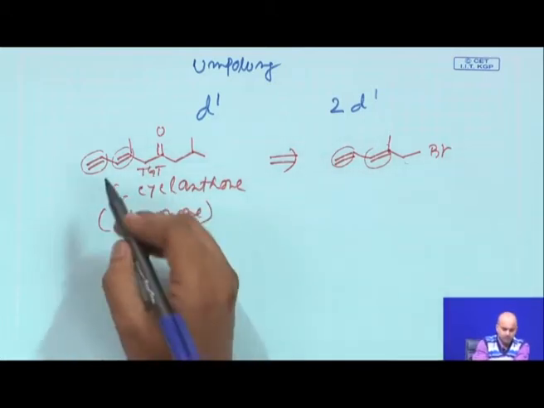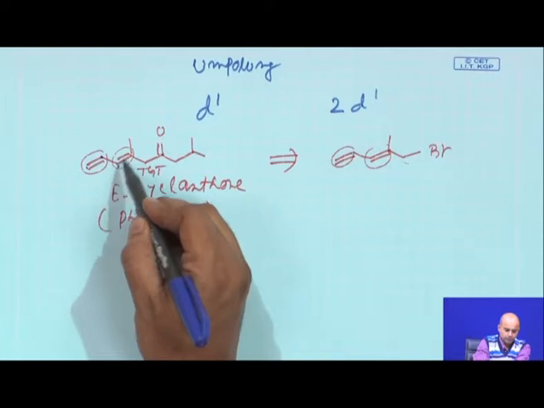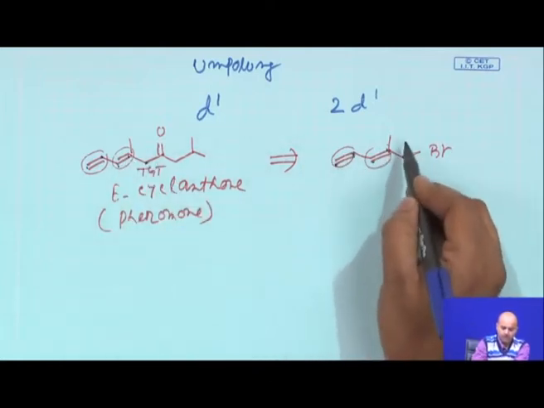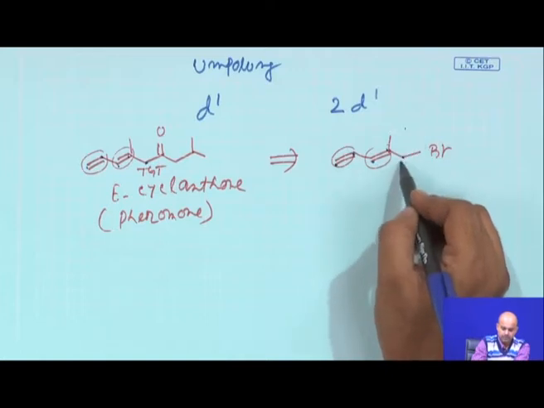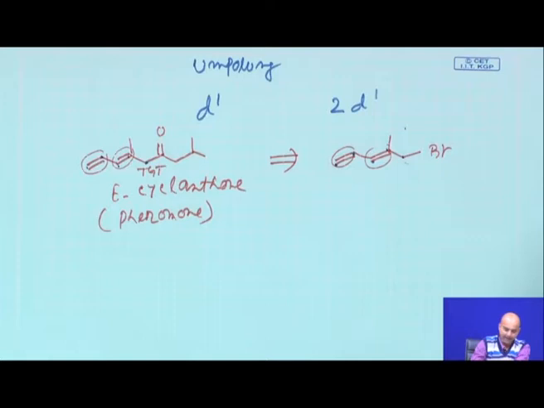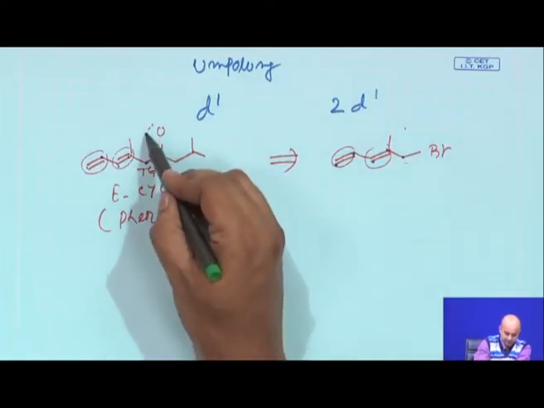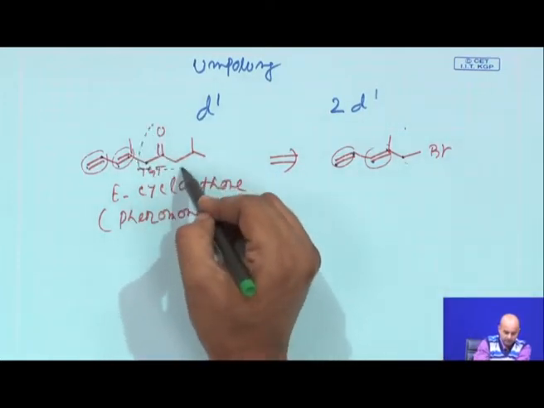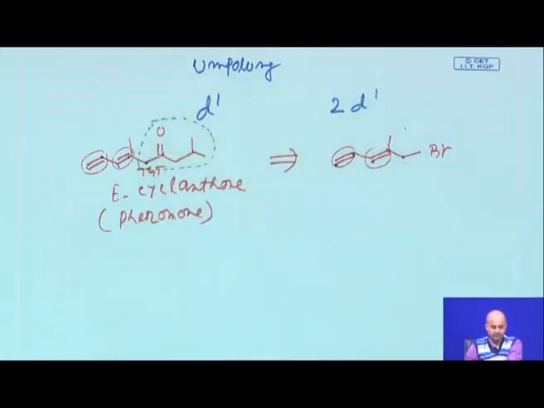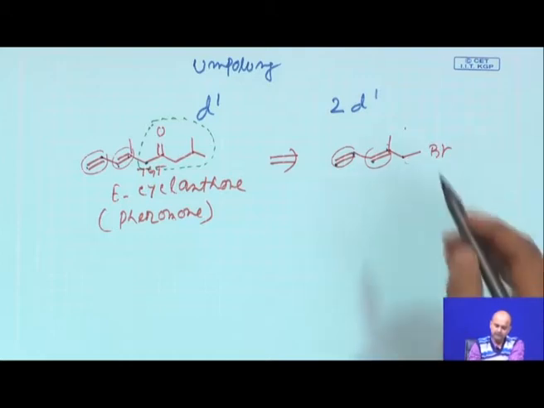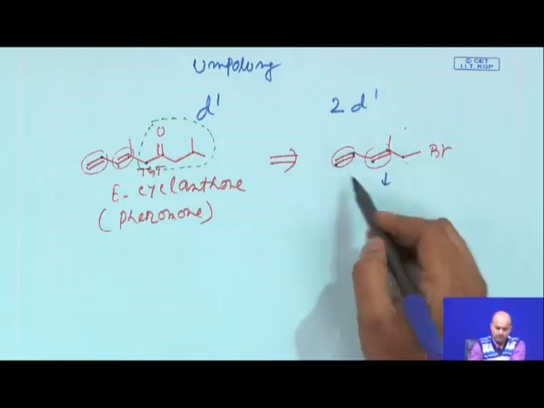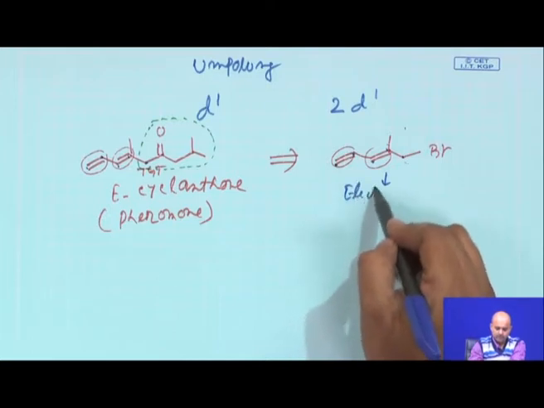Up to this part, 1, 2, 3, 4, 5, 1, 2, 3, 4, 5, the starting material is providing to you. You basically need to add this entire part to your starting material to access the target molecule. Now, if you see, this allylic bromide can be a very good electrophile, is it not?